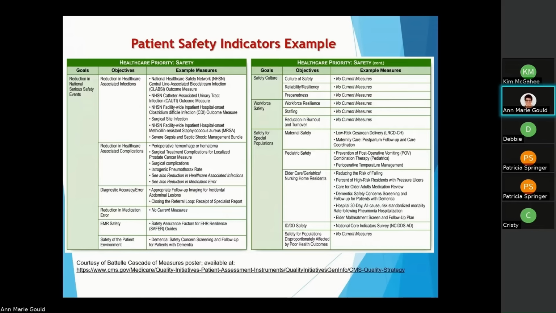It looks at your medication errors, EMR safety. You want to make sure you're following HIPAA. Also, your safety culture. There are no current measures there, or for workforce. They didn't put them in yet, but they're trying to give you some idea of what's going to be coming down the road. And then safety for a special population. So this is where your maternity patients, your elderly, geriatrics, they're definitely looking at certain goals for those patients while they're in the hospital setting.